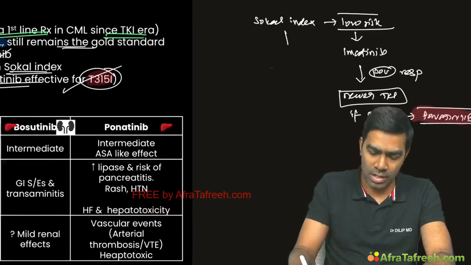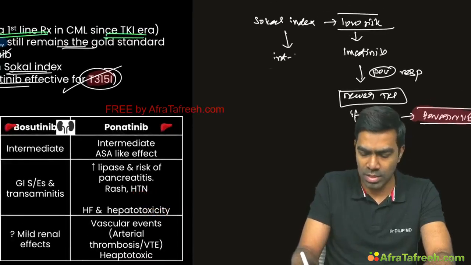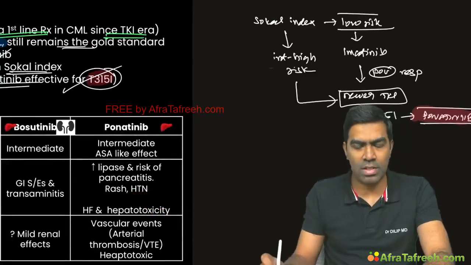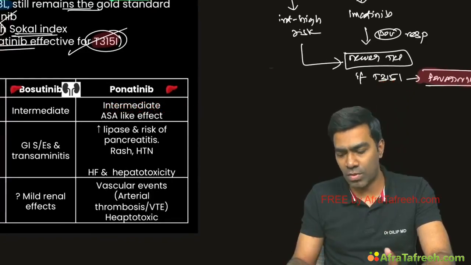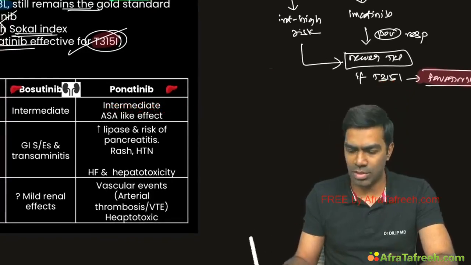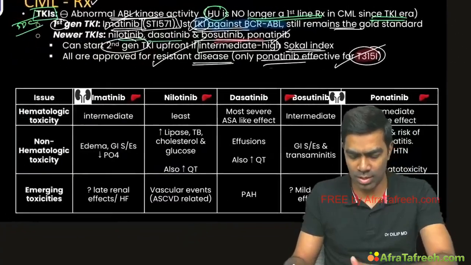On the other hand, if the SOKAL index is intermediate to high risk, then I can straight away start with newer TKIs, but still don't forget that for T315I it's only ponatinib, nothing more. So this is how the treatment algorithm goes in a nutshell.